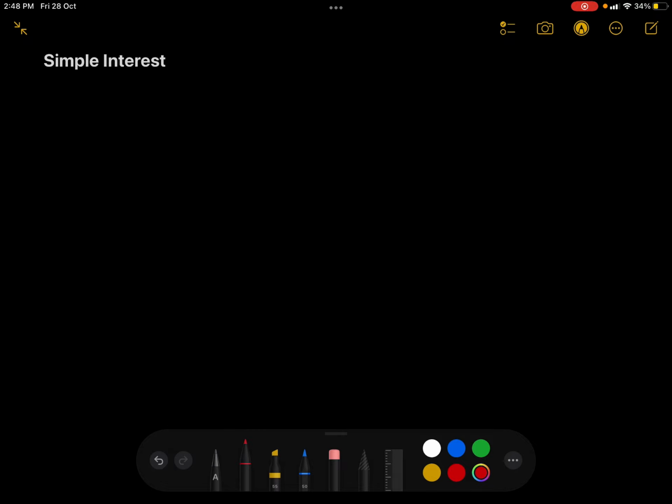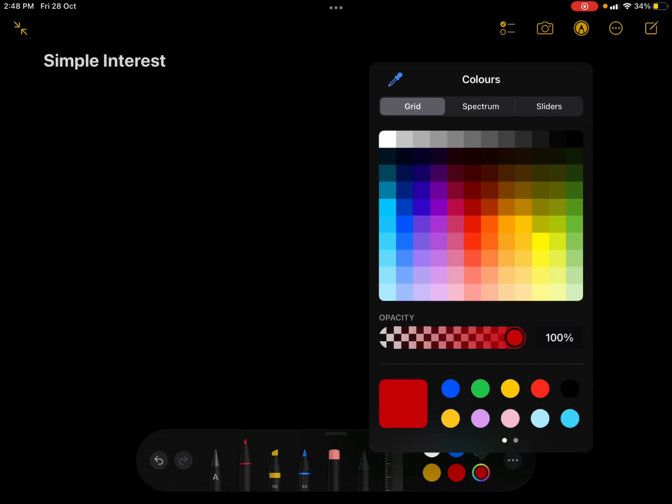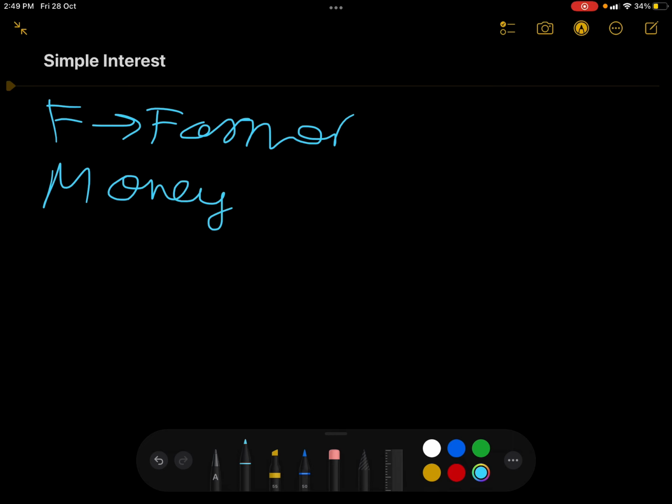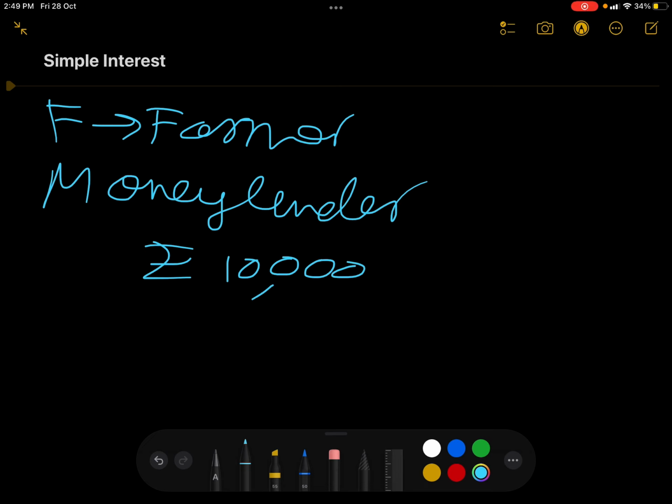Alright, now let's start. I'll explain simple interest with the help of a very simple example. Let's take it that F is the name of a farmer. There are floods in the region where F lives, so he goes to a money lender to borrow some money. He asks the money lender for, let's say, rupees 10,000. So he has asked the money lender to give him 10,000 rupees. That's no problem.